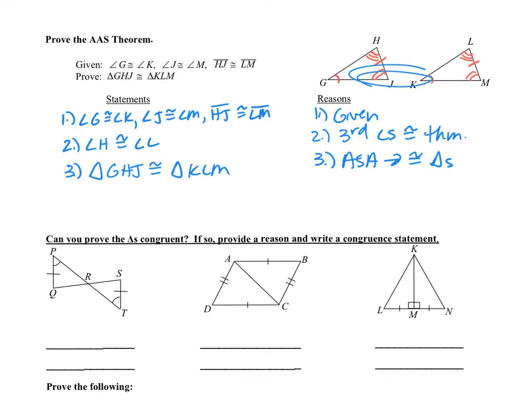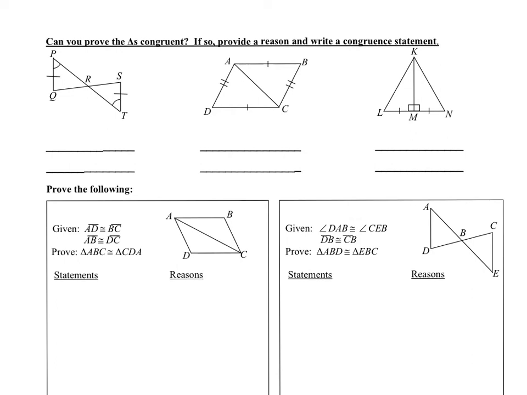All right, so let's take a look at these examples. The directions say, can you prove that the triangles are congruent, and if so, provide a reason and then write a congruent statement. So we're going to try and get these two triangles congruent. So I'm going to, real quick, color one of them yellow and color the other one blue. Sorry if I went outside the lines. Okay, so we're going to prove that the yellow triangle is congruent to the blue triangle.